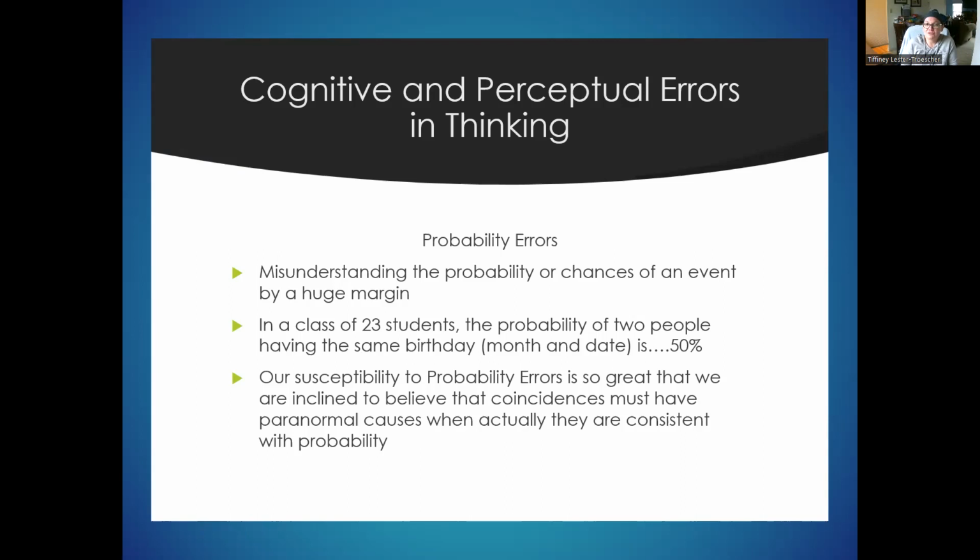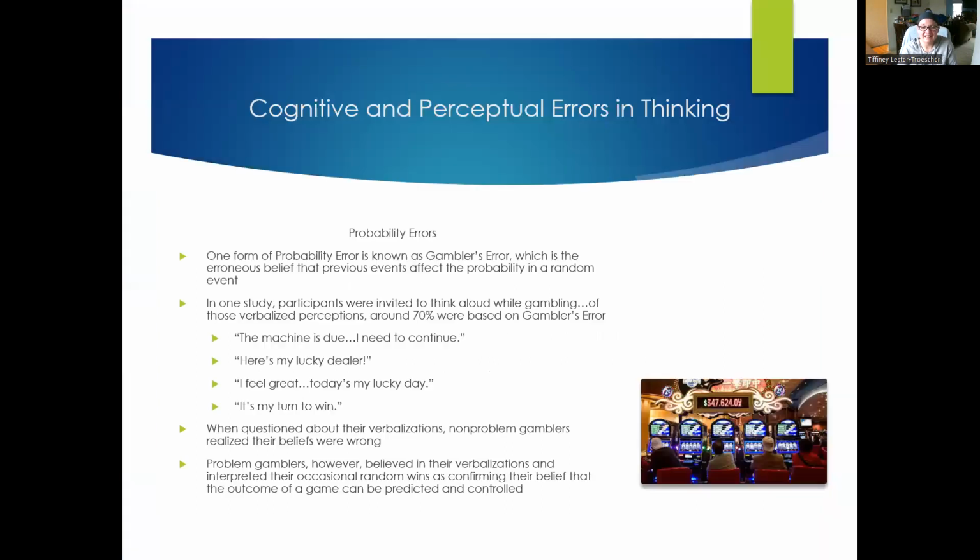But we're so bad with probability that we think there's no chance. This is just too crazy of a coincidence. It means something. Not really. Just probability. Just math. Right? Probability errors. It can create some problems.